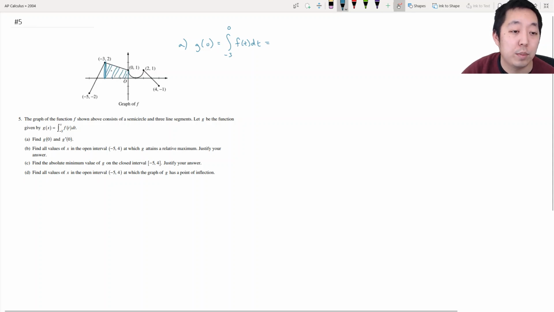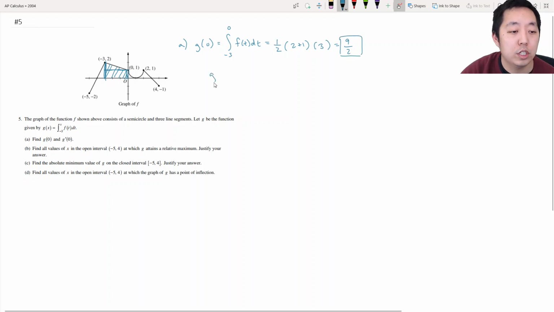This is the area of a trapezoid, or you could break it up into a triangle and a rectangle if you're not good with the trapezoid. But I'll do the trapezoid. You average the two bases, this is a height 2, this is at 1, so 2 plus 1, and then times the height here, which is this distance, 3. So that's 3 times 3 over 2, which is 9 over 2.